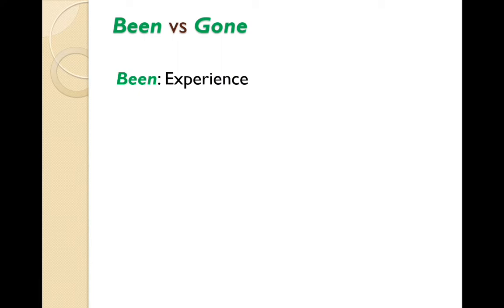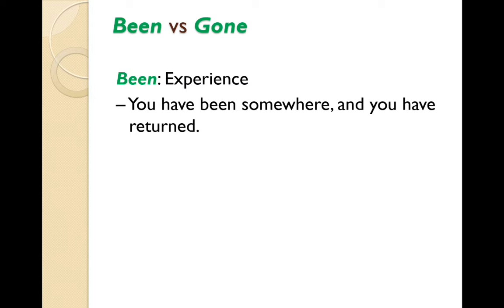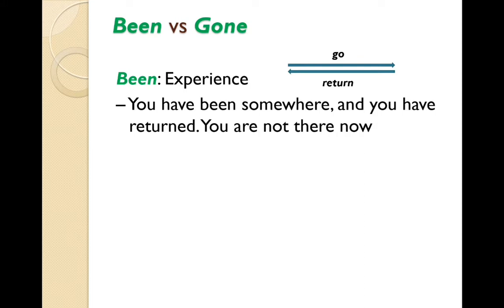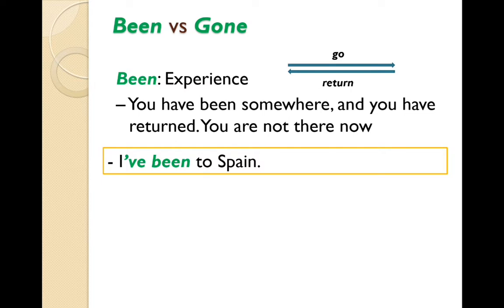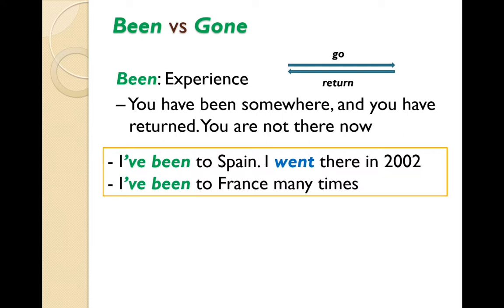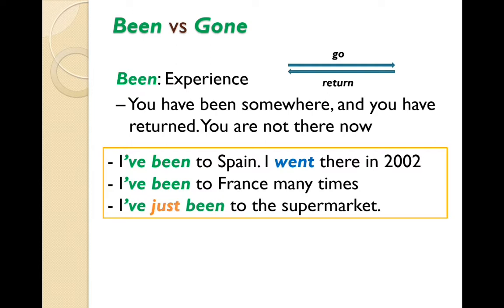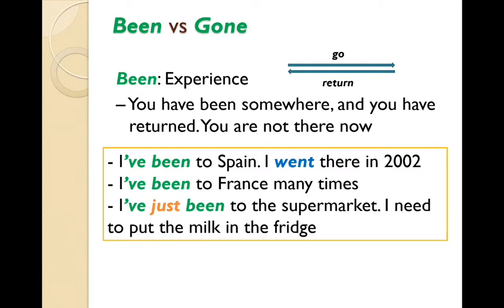Been, remember, been is for experience. So you've been somewhere and you have returned. You are not there now. I've been to Spain. I went there in 2002. And if we want to say when the action happened, we use the past simple. I've been to France many times. I've just been to the supermarket. I need to put the milk in the fridge. I'm not in the supermarket anymore. I'm back at home.